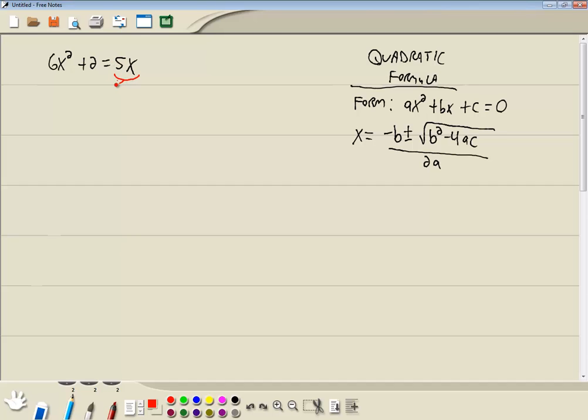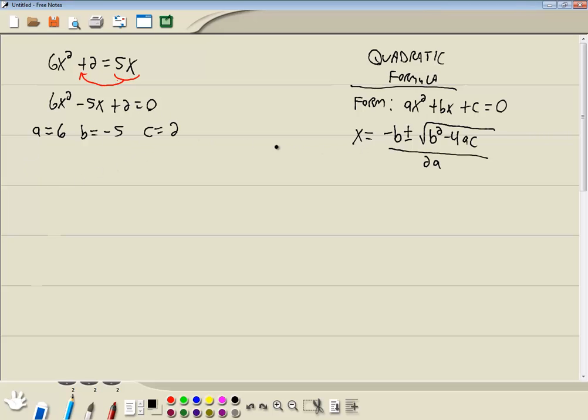So I'm going to take the 5x and move it over. So we get 6x squared minus 5x plus 2 is equal to 0. And now it is in the right form. So we need to identify our a, b, and c. A is whatever number is in front of our x squared, which is 6. B is whatever number is in front of our x, which is negative 5. And c is our number at the end, the constant term, which is 2.